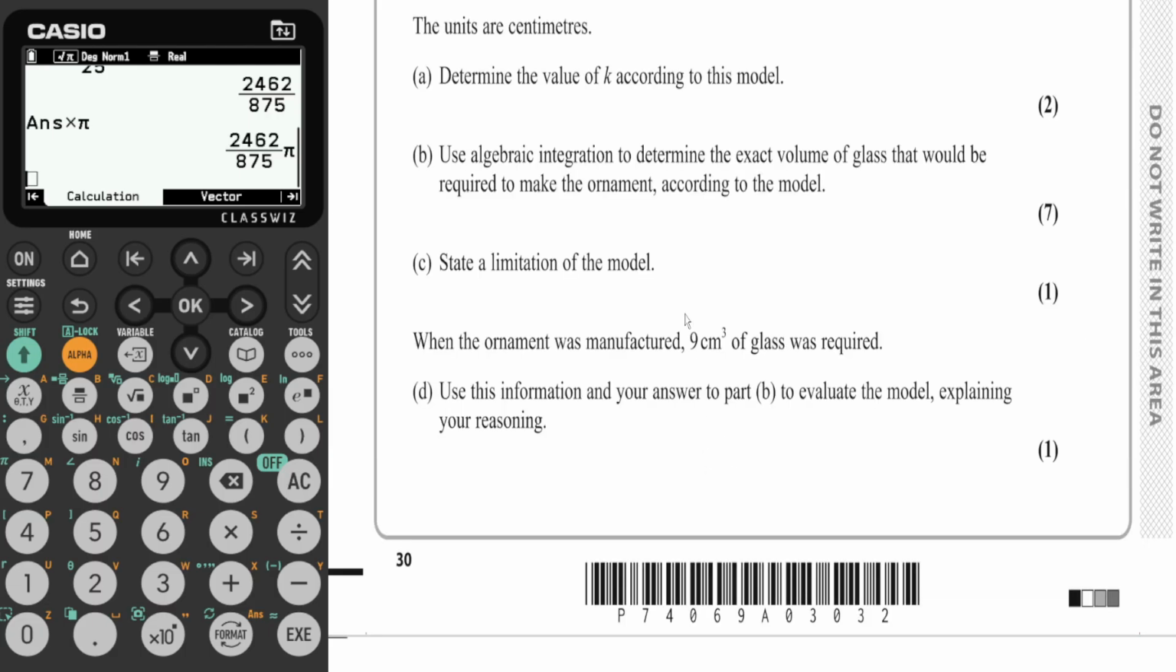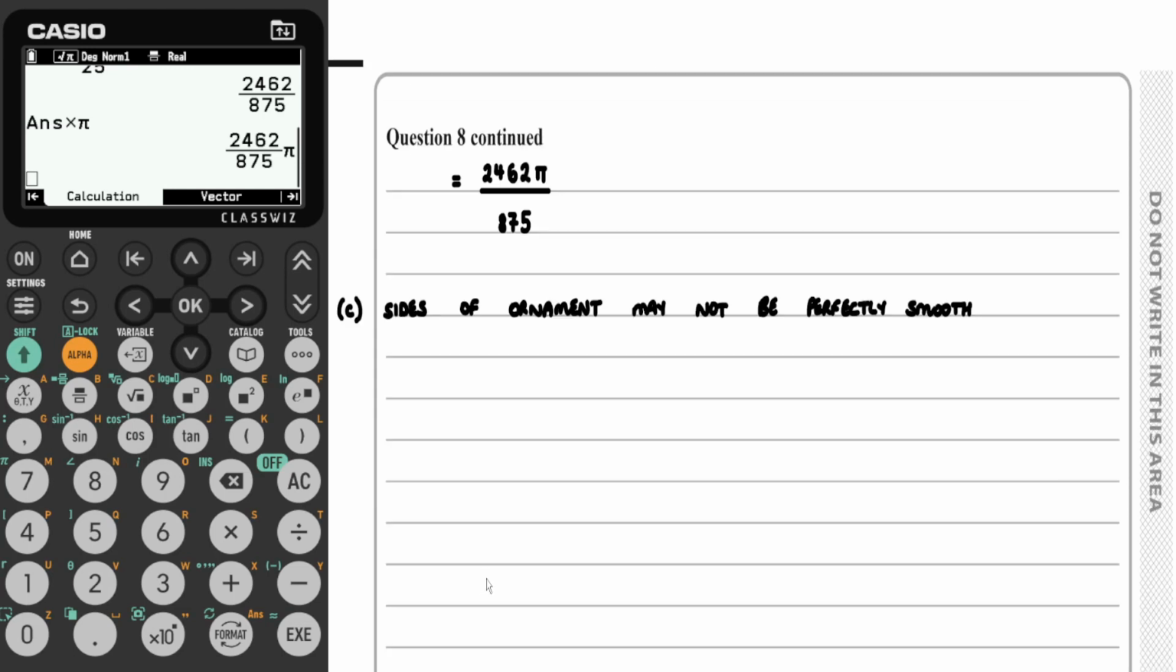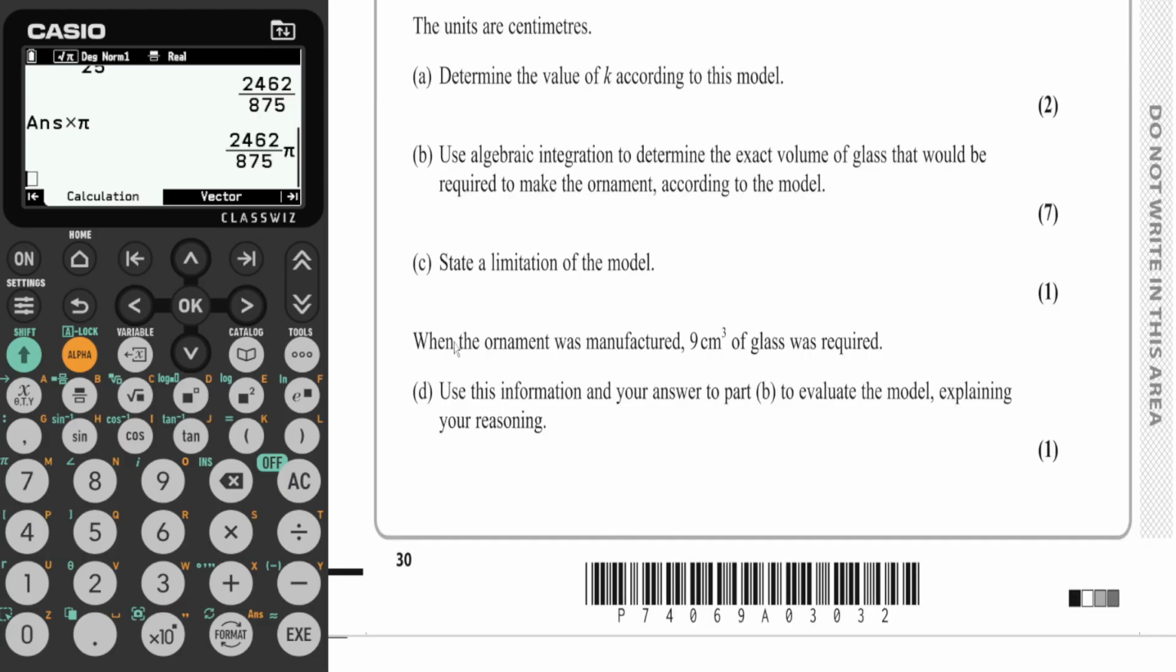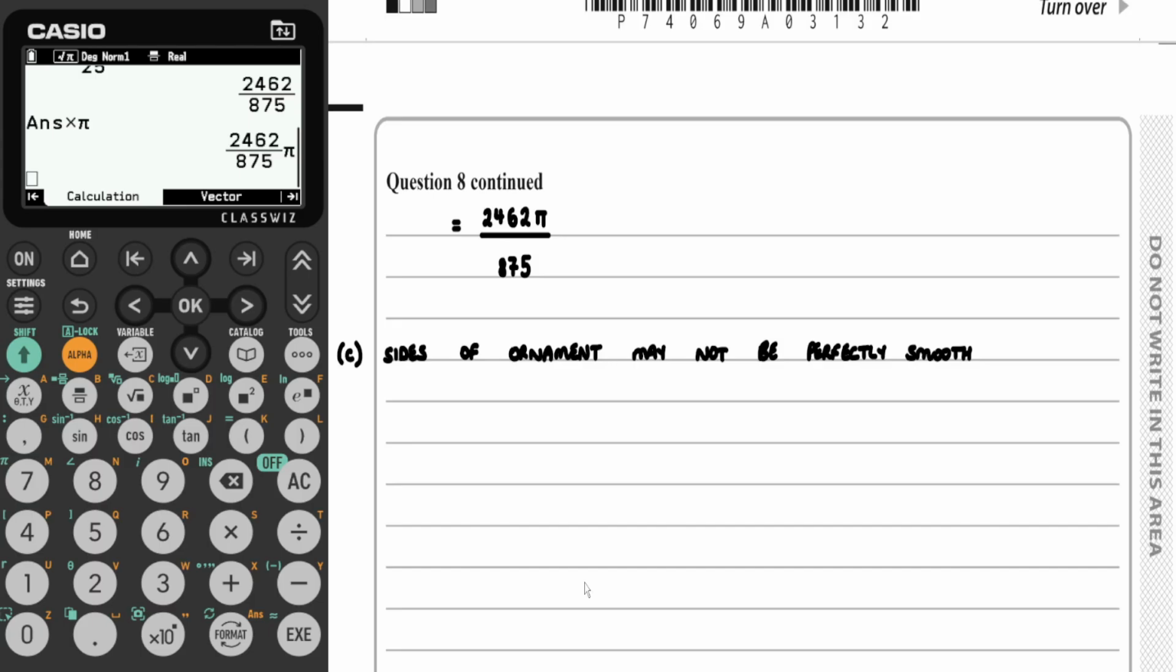Part C, state a limitation of the model. Well, the sides of the ornament may not be perfectly smooth. When the ornament was manufactured, 9 cm cubed of glass was required. Part D, use this information and your answer to Part B to evaluate the model, explaining your reason.